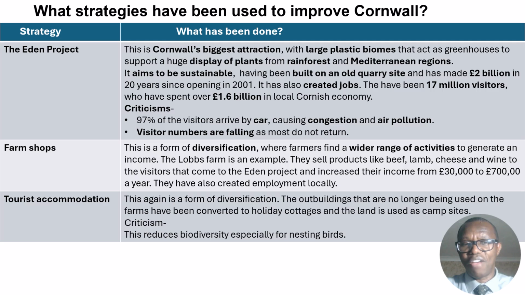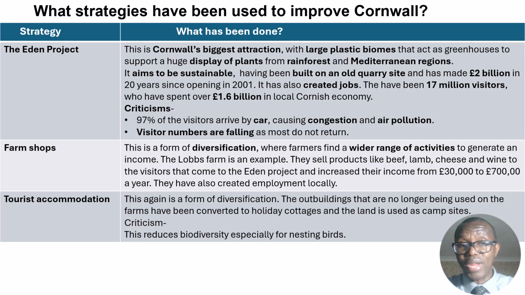So what strategies have been used to improve Cornwall? We are going to be discussing 3 strategies, and the first one is the Eden Project. So this is Cornwall's biggest attraction, with large plastic biomes that act as greenhouses to support a huge display of plants from rainforest and Mediterranean regions. So this project aims to be sustainable. First of all, it's actually built on an old quarry site. And that is a large aspect of sustainability, because they are using land that was previously scarred by the tin mining that we had talked about before.